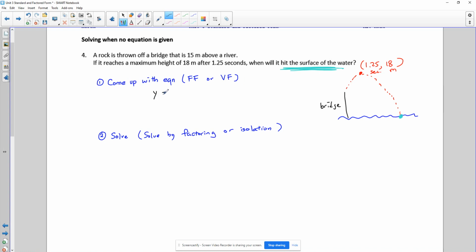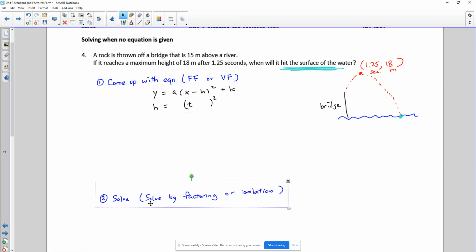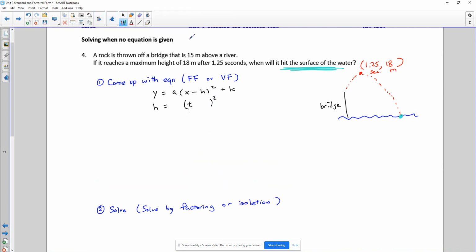Now the vertex form is y equals a, x minus h bracket square, plus k. Okay, but let's use variables that make more sense. Since we're talking about height and time, we're going to use h over here and we're going to use t over here. All right, so we need to fill in the vertex. Over here we know the AOS is at 1.25, so this is going to be minus 1.25. And the maximum height is 18, so this is going to be plus 18.